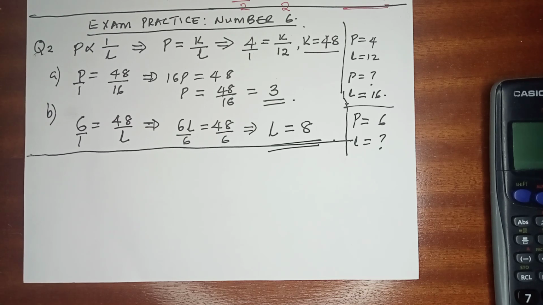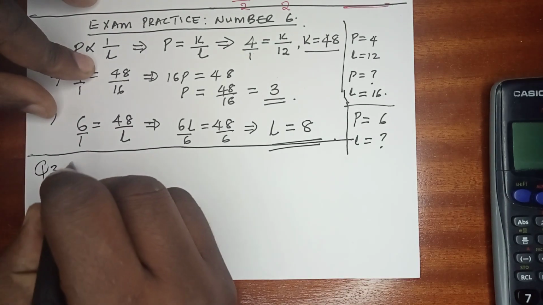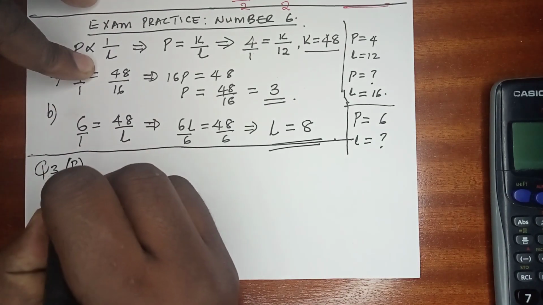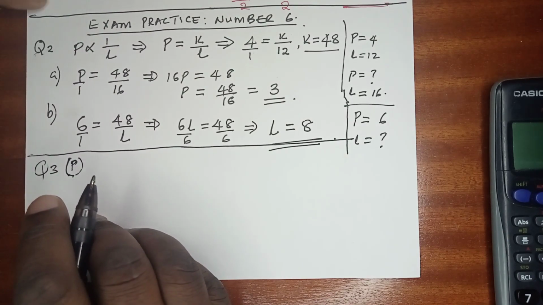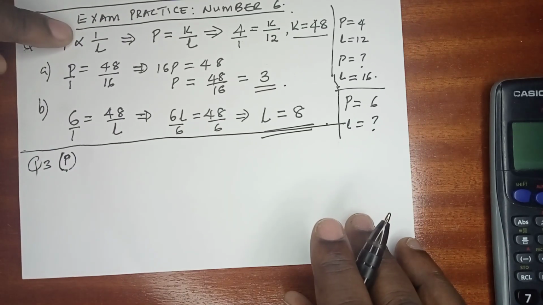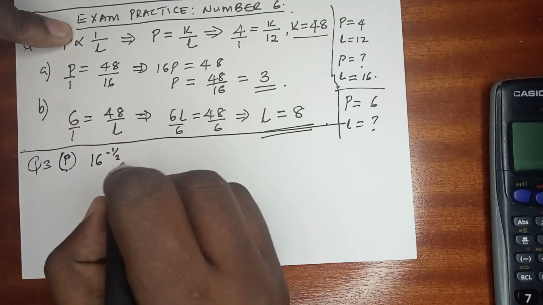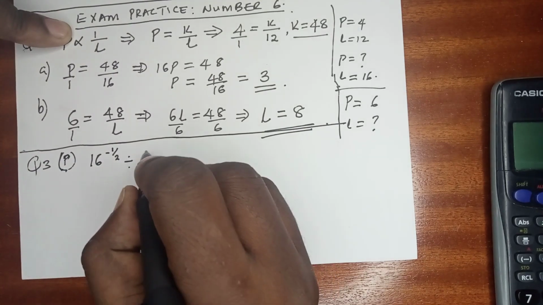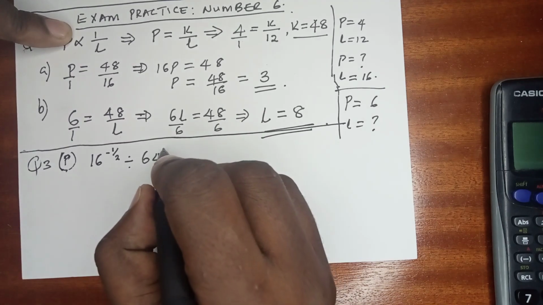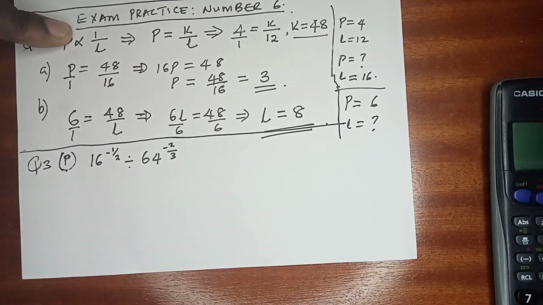In this video I want us to conclude numbers 6 by explaining the exam practice question number 3, part P and Q. And question 3, part P, is: we are having 16 raised to power minus a half divided by 64 raised to power minus 2 over 3.